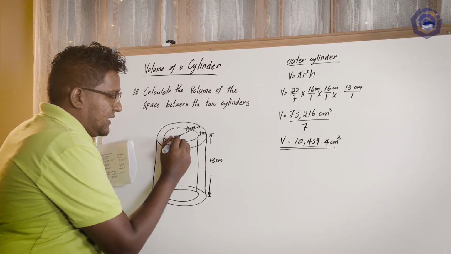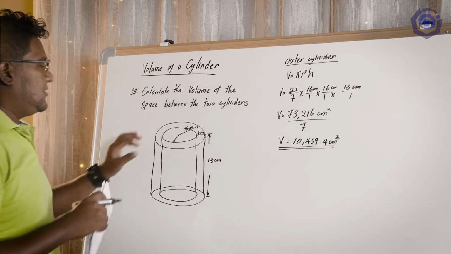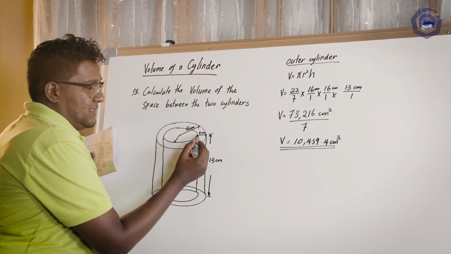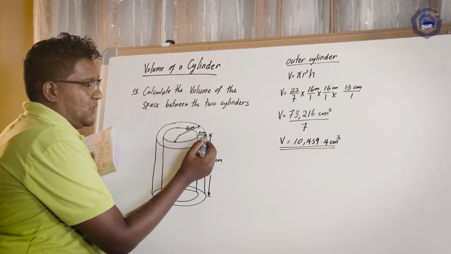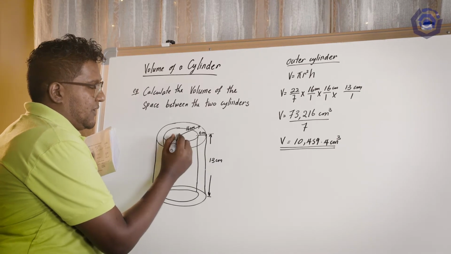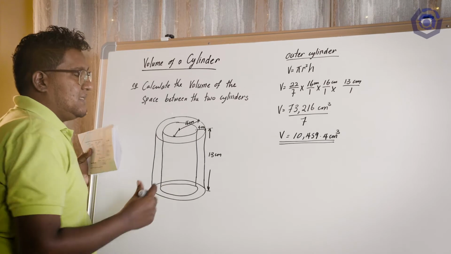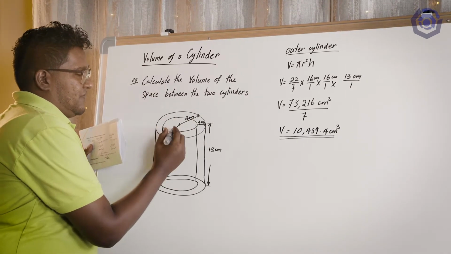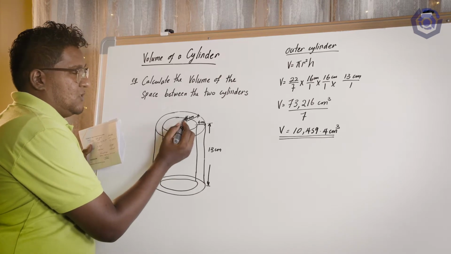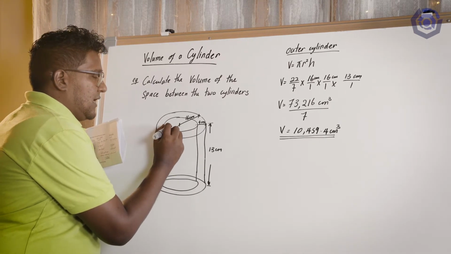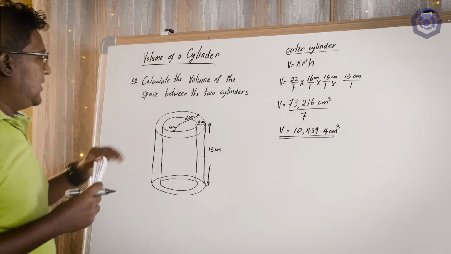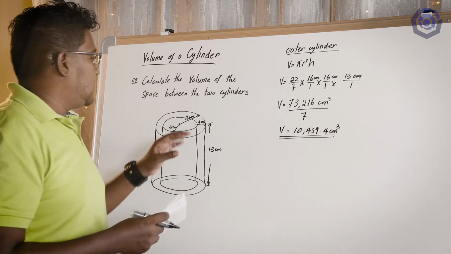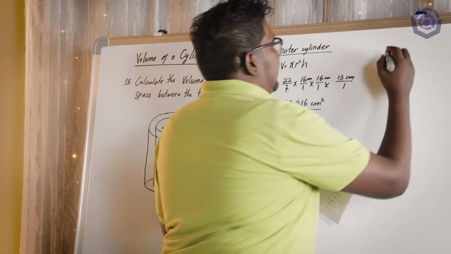Now they didn't give us the radius of the small cylinder, but they gave us the length of the space between our two cylinders. So if coming from the center to the outer one is 16 and the space between the two is 4, then we could find the radius of the inner cylinder. That's going to be 16 take away 4, and that would give me 12 cm. So the radius of our inner cylinder is 12 cm. So let's go and calculate the volume of the inner cylinder.